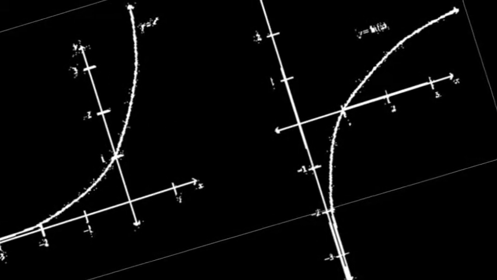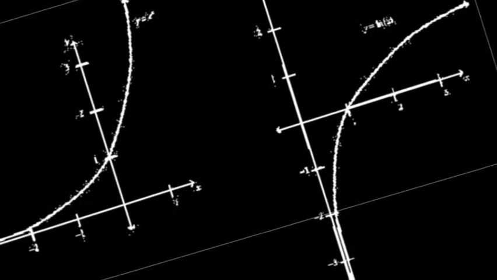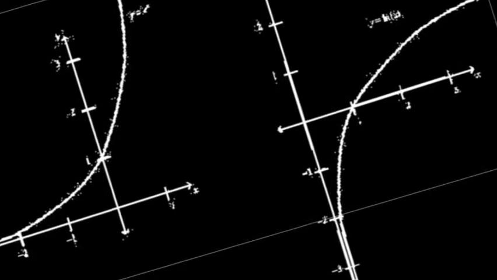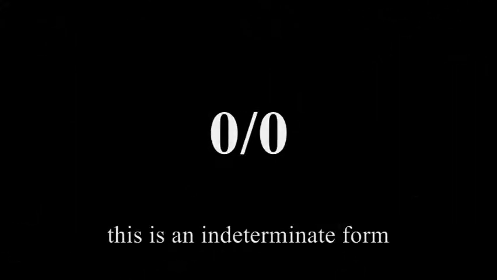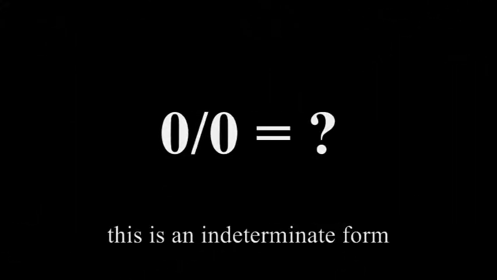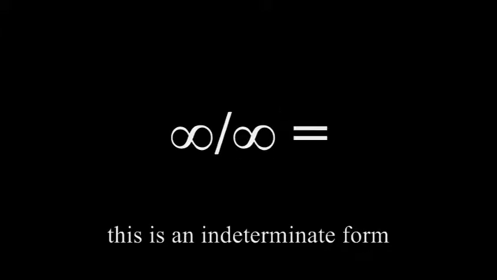L'Hopital's rule uses derivatives to help evaluate limits involving indeterminate forms. An indeterminate form is obtained after replacing x with its limits. If the expression obtained after the substitution does not give enough information to determine the original limit, it is an indeterminate form.